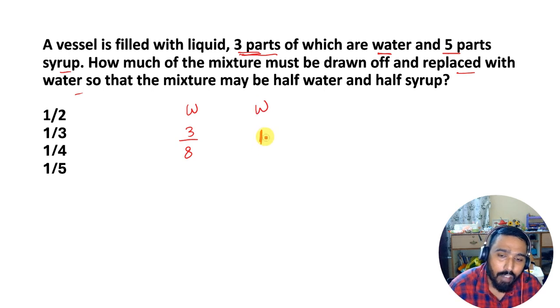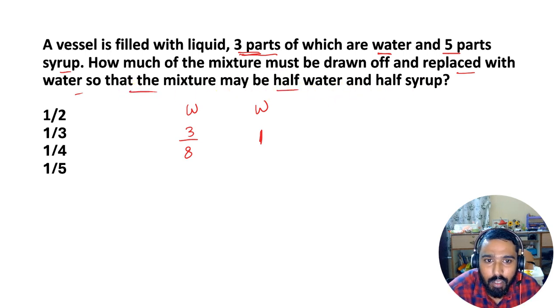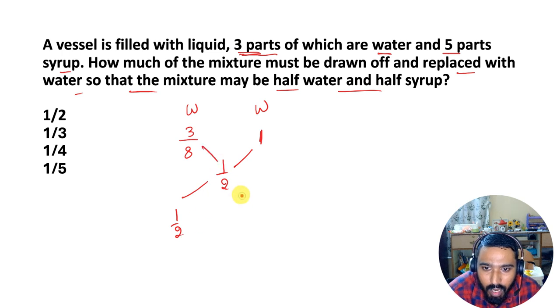If you are adding 5 parts, 5 out of 5 parts are water only. If you are adding 6 parts, 6 out of 6 parts are water only. 6 by 6 is 1. So when you are adding 3 by 8 of water with whole water, the overall mixture should be half water and half syrup, so it should be 1/2. When you get something like this, you want to find the ratio: higher value minus lower value. Higher value minus lower value, 1/2 minus 3/8.